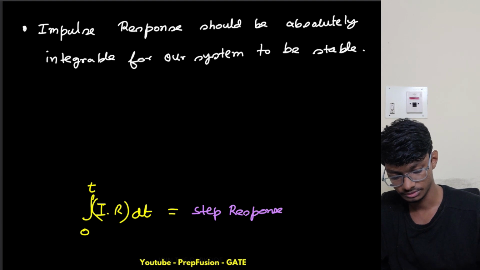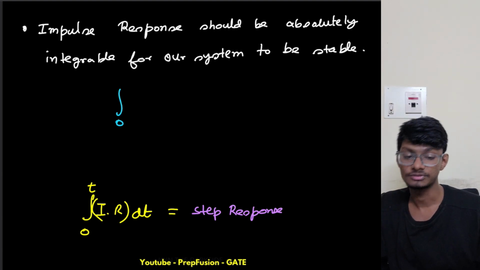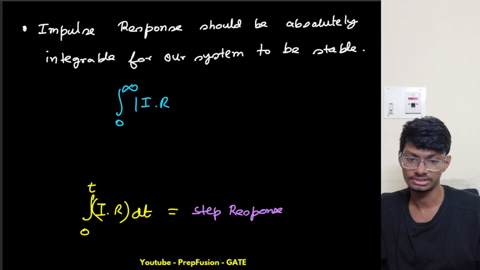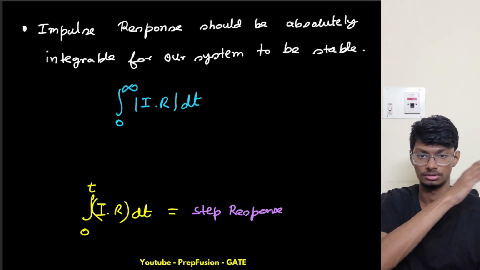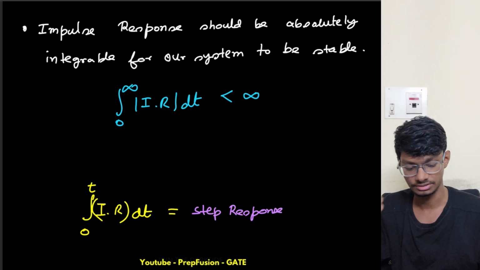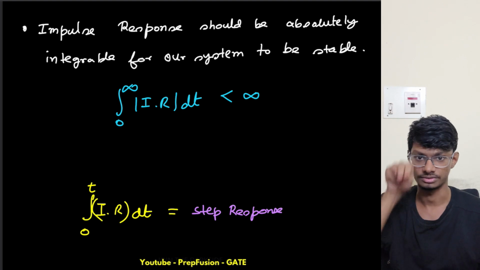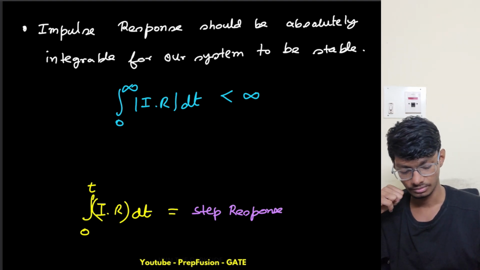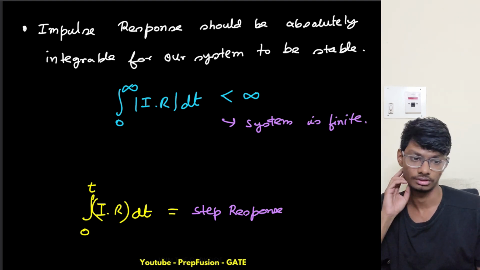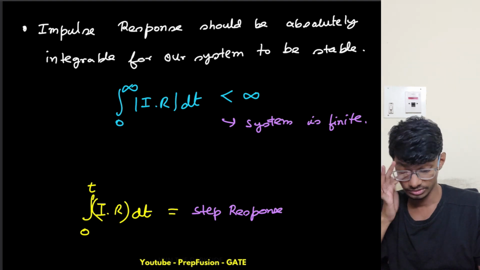The first point is what absolutely integrable means. Absolutely means I will take the magnitude of the impulse response and sum it up throughout the whole t greater than 0 axis, and that should be less than infinity. It should come out to be something finite, then the system will be stable. If the integration of the absolute value of the impulse response is finite, then I will say the system is stable. Okay, so yeah, this was basically for the impulse response.